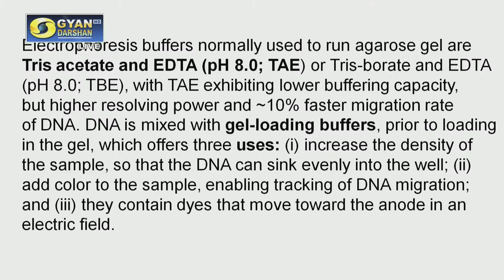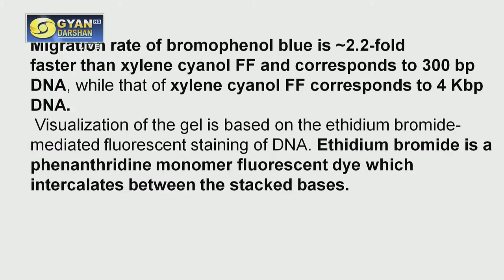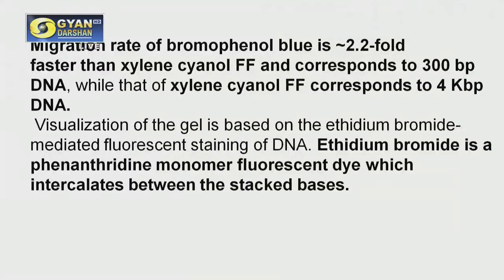So what are the dyes that you use in this gel loading buffer? That is bromophenol blue and xylene cyanol. Normally, the migration rate of bromophenol blue is 2.2-fold faster than xylene cyanol and corresponds to 300 base pair DNA. That means bromophenol blue will migrate faster as compared to xylene cyanol. And wherever you find the bromophenol blue in the agarose gel, you can understand that it will correspond to around 300 base pair DNA.